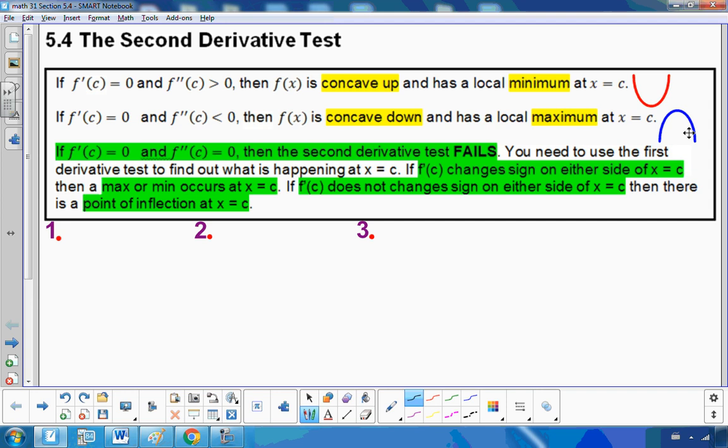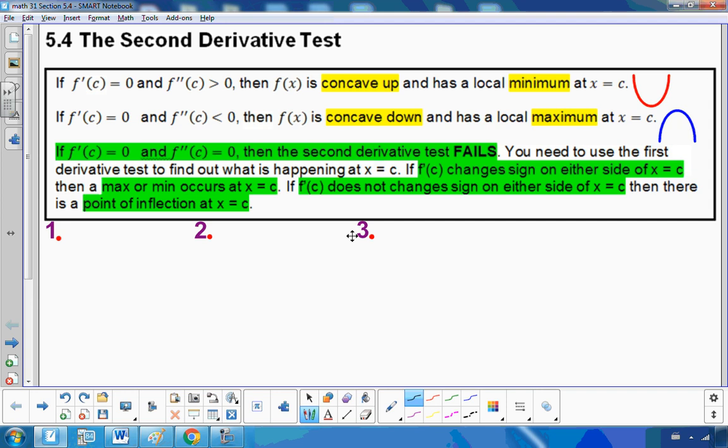And then the last thing that can happen is that the first derivative and the second derivative are both equal to 0. In that case, the second derivative fails. So we can't use the second derivative test to figure out if I have a max or a min. I need to go back to the first derivative and look at intervals of increase and decrease. So what I'm looking at is values that get really close to that critical value.